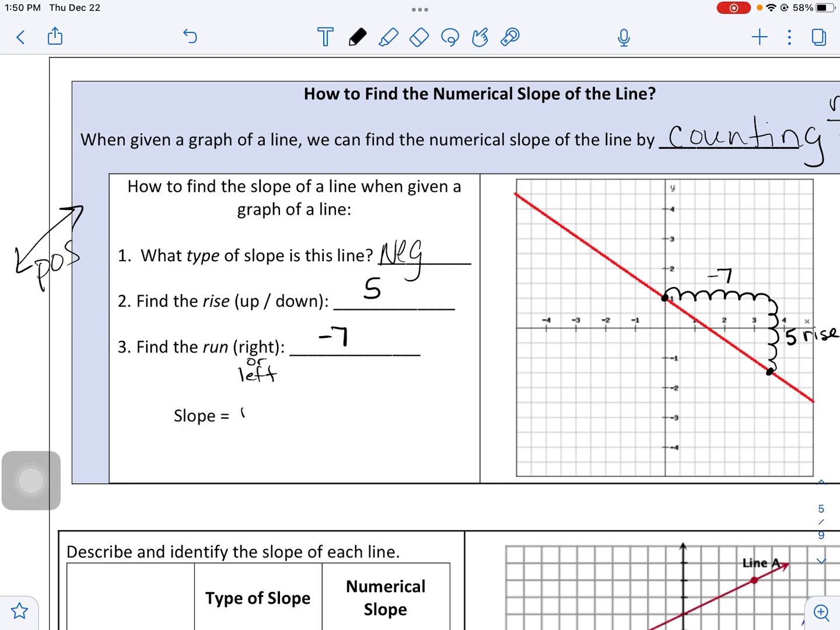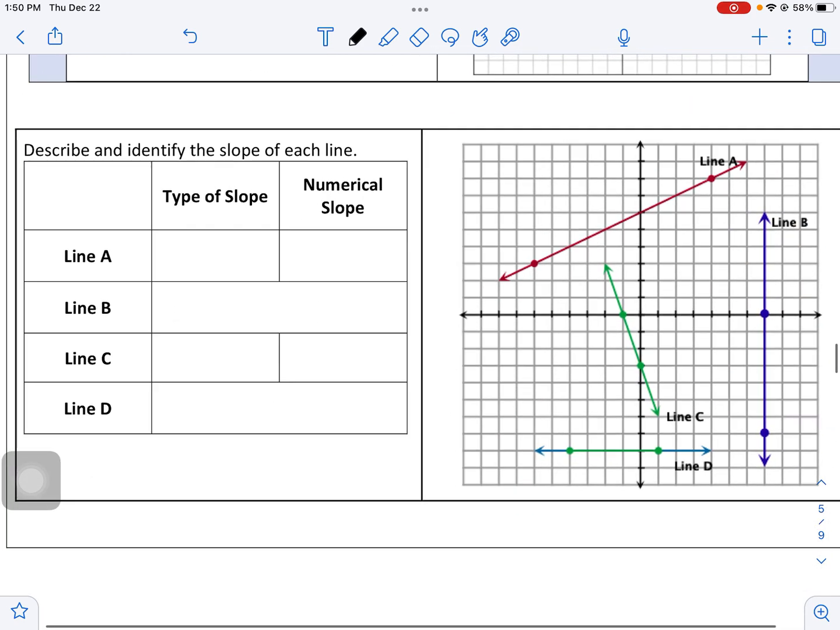So when we do that, remember, slope is rise over run. My rise was 5, my run was negative 7, so my slope is 5 over negative 7. You could put the negative on the top, that would be just fine too. Or you could have it out in front, like that. So there's 3 different ways to write it. As long as there's a negative somewhere, it's all correct.